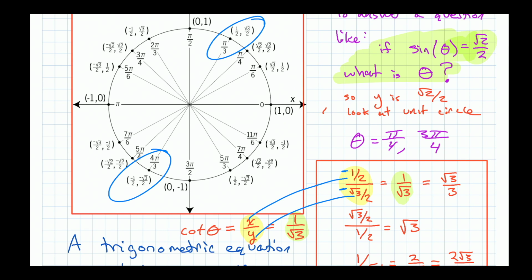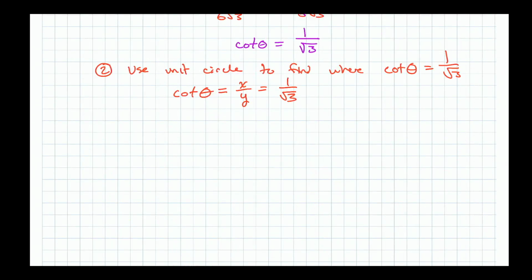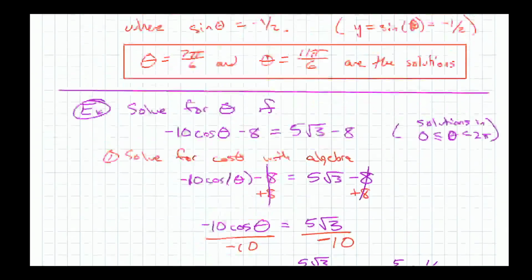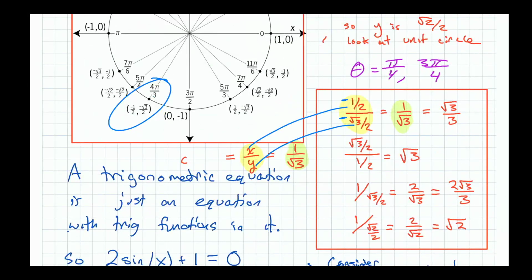So pi over 3 and 4 pi over 3. Two values. Click, click, submit. Yay. Okay. Now I know that that's not so easy to do, so we're going to do another one of those for sure. Let's erase this though.